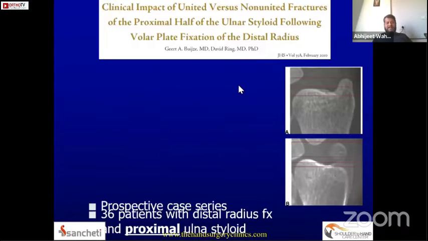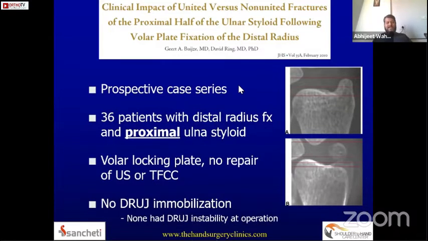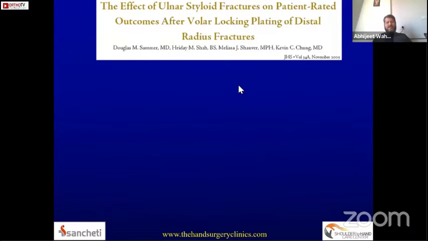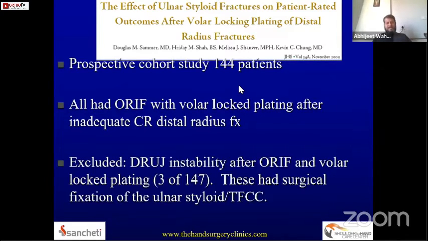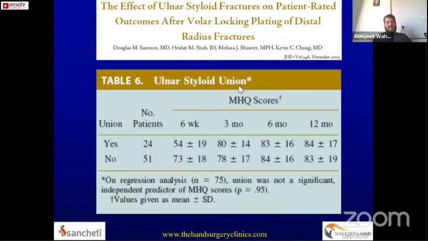Another study by David Ring had almost similar observations, and they did not immobilize the DRUJ when they had a good reduction of the distal radius fracture and fixation. So all of these studies are in favor of not fixing the ulnar styloid fracture, and you see why. When you have a distal radius fracture which is fixed well, restoring all parameters, the DRUJ lends itself to being stable without the need for fixation of the ulnar styloid process.